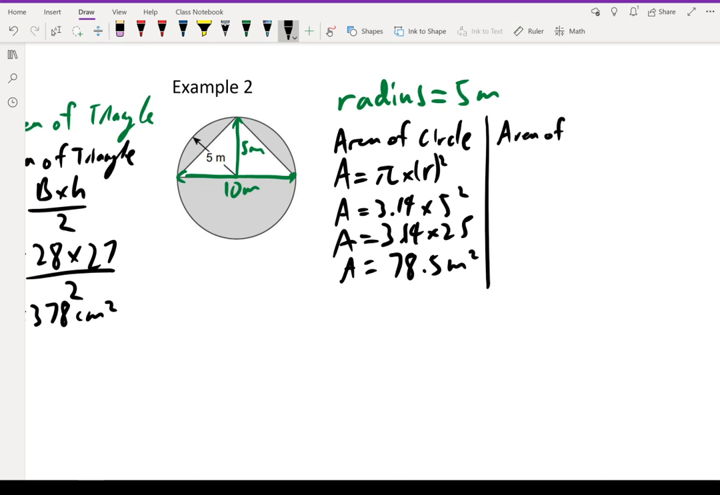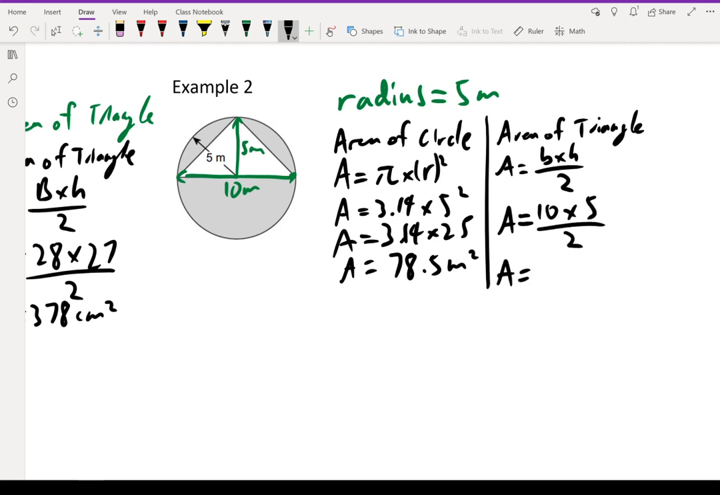And then we've got to find the area of the triangle. A is equal to base times height divided by 2. The base is the same as the diameter, so area is 10 times the height, which is 5, all of it divided by 2, and so that will give you 25 meters squared.